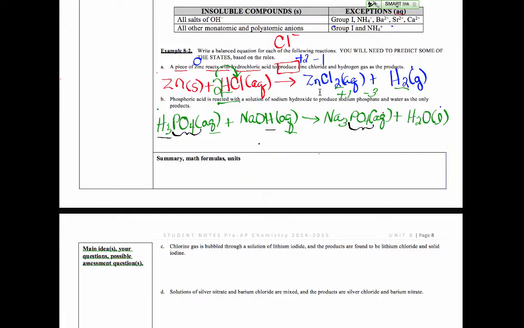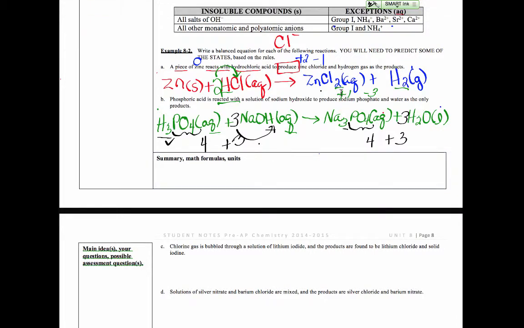I've got one phosphate on each side, so I'm going to start with the sodiums. I've got one on the left and 3 on the right, so I'm going to put a 3 in front of my NaOH. And now I'm going to count my hydrogens and oxygens. I have 3 hydrogens here because that 3 counts for that, and I have 3 here, so I have 6 hydrogens. And I'm going to put a 3 in front of that to give me 6 hydrogens. That gives me 4 plus 3 oxygens is 7 oxygens, and I have 4 plus 3 on this side. So that's now a balanced equation.